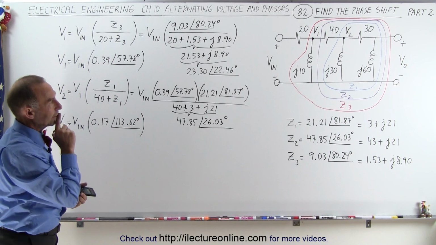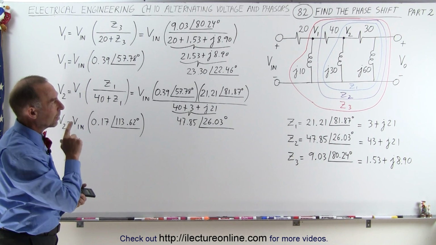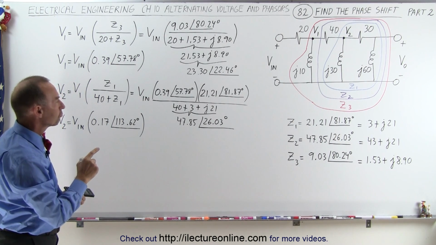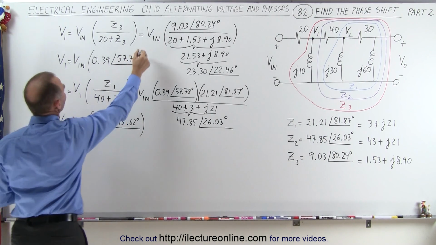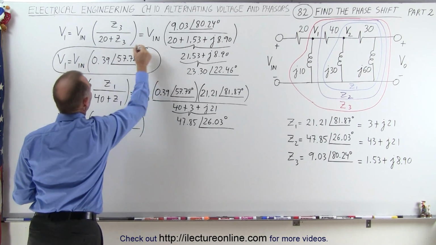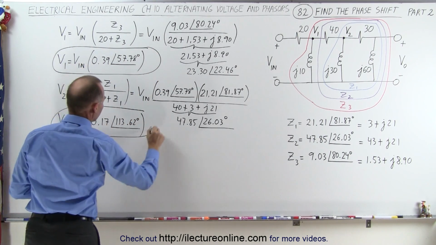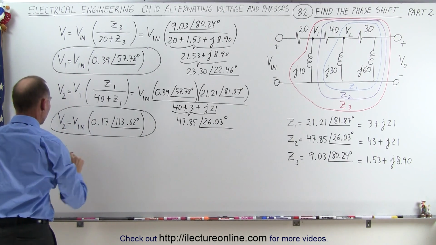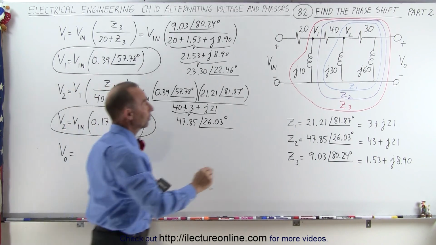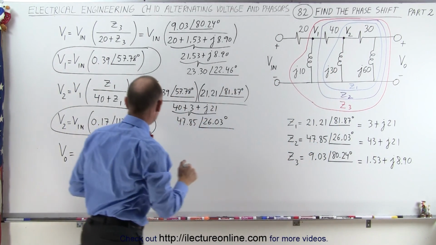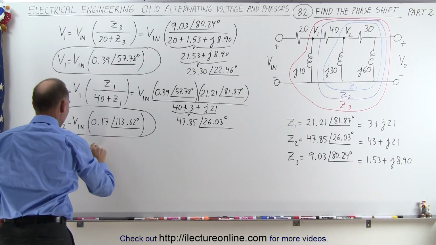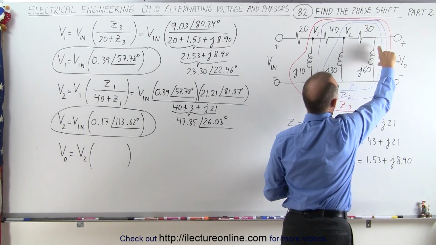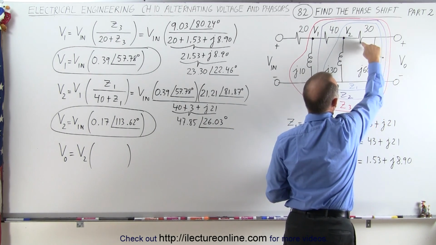So now, are we good with that? Yes, we are. So we have V1 and we have V2. Now we're ready to find the output voltage. The output voltage, Vout, is going to depend on V2, so let's take V2 times the ratio, again using a voltage divider. It's going to be the impedance across here divided by the sum of these two impedances.